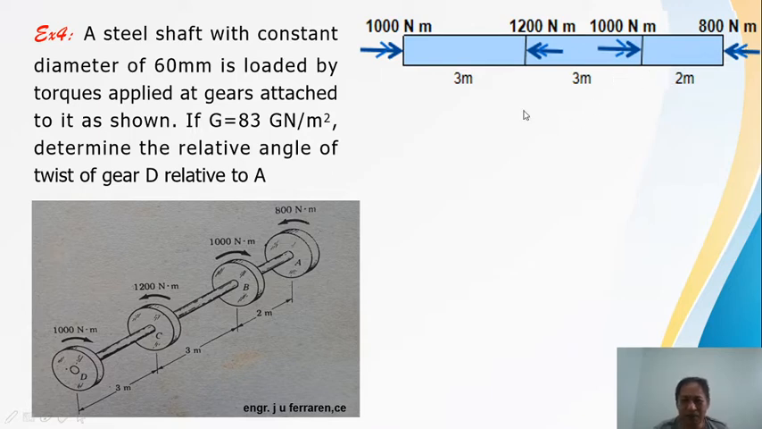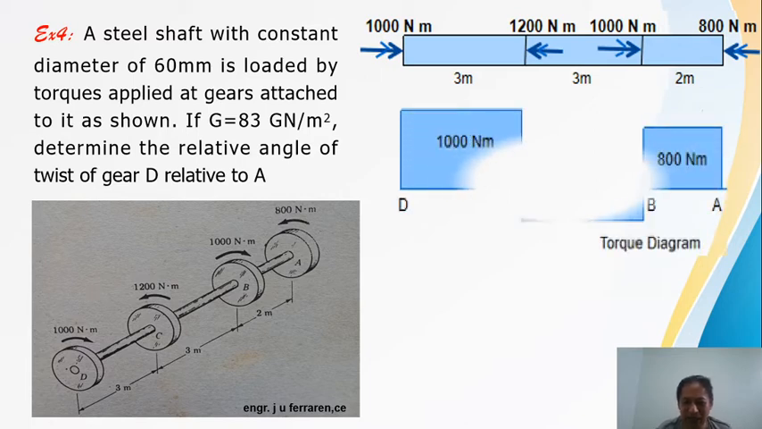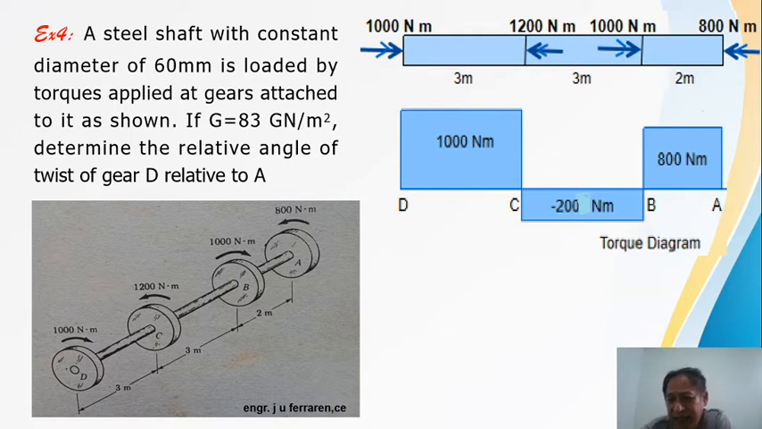But to avoid cutting sections, we make a load diagram, and now I will make a torque diagram. It is the same, we just plot our torques. For example, there is 800 Newton meter, clockwise. Let me make it counterclockwise and put a plus on it. So due to this torque, I have 800 Newton meter.